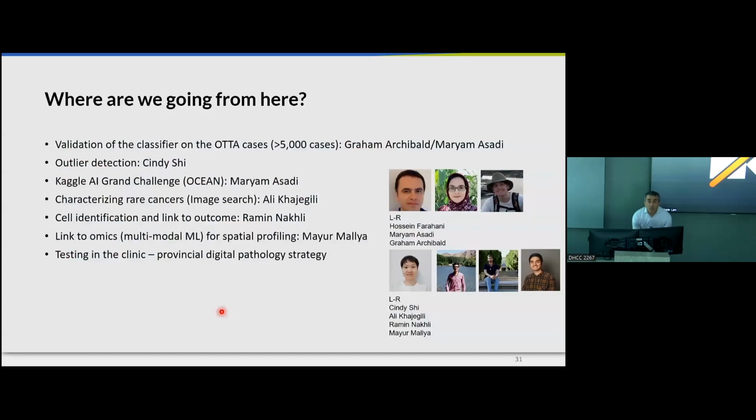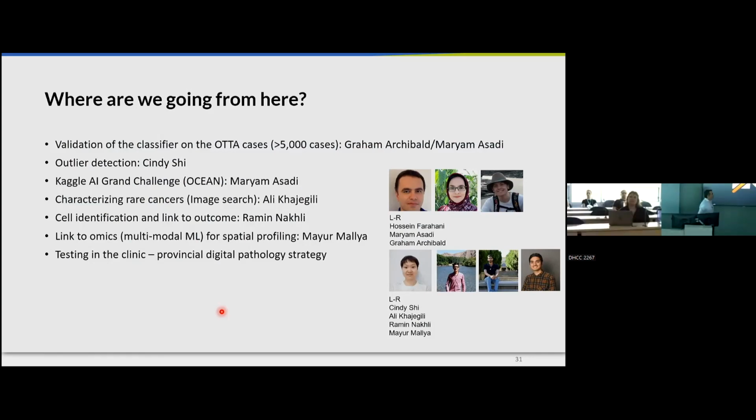So where are we going from here? We are trying to validate these models on larger cohorts. One is from a consortium, more than 5,000 cases, the so-called Auto Consortium. That is being done as we speak.